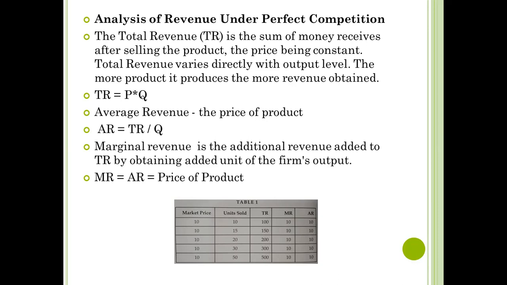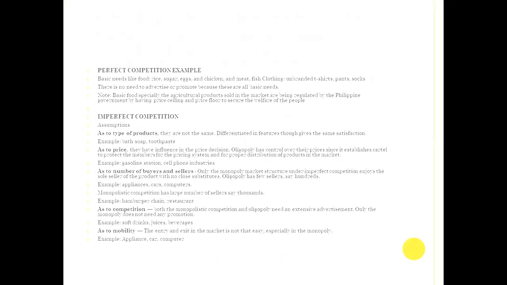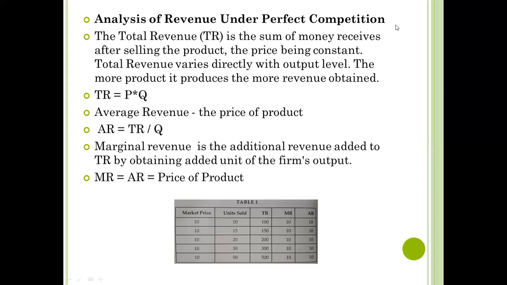In order for us to get our marginal revenue, it is the additional revenue added to our total revenue by obtaining an added unit of the firm's output. So we have here is equal to 10, and for our average revenue, AR, that is the price of the product.